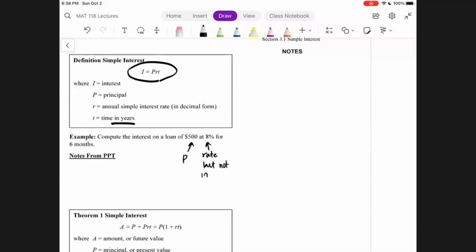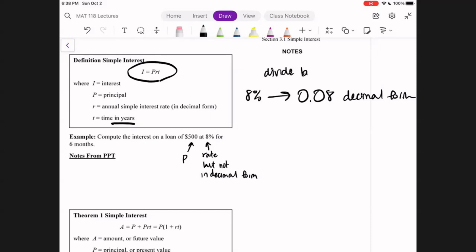not in decimal form. So you want to think 8% is 0.08 for your decimal form. So pretty much we divide by 100. So if you have a percent, to make it the decimal form, divide by 100. If you have decimal form and you want to convert it to a percent, you're going to multiply by 100 and add a percent for that.